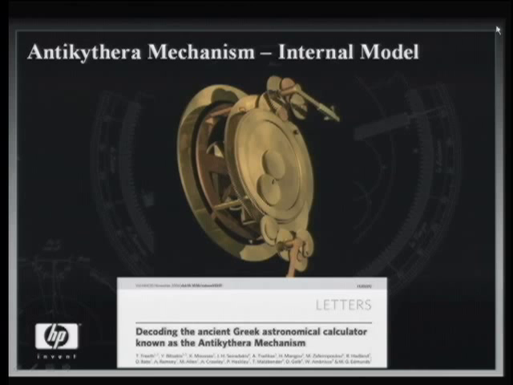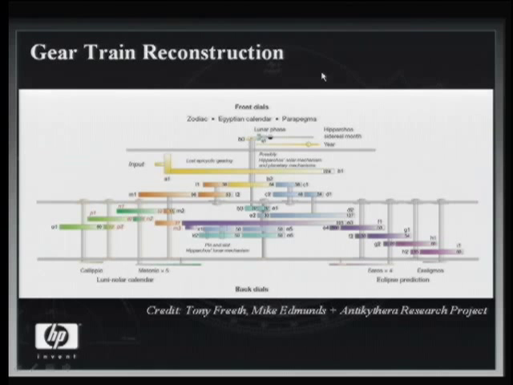And this is how Tony and our group in general believes the mechanism worked and how the gears went together. I'm not going to go into any detail on this at all. But you can see that the hand crank input drives both the front dials, which are the calendar dial again, and the back, which are both the lunar solar calendar and the eclipse prediction, the Saros cycle.